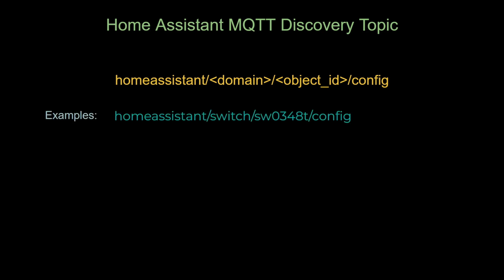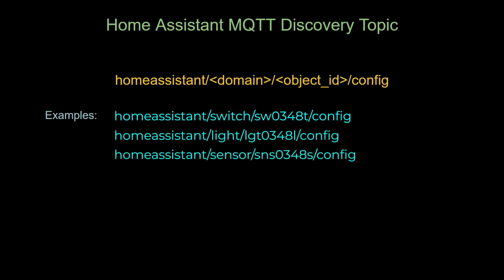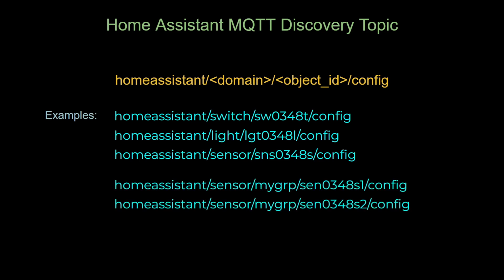Here are a few examples of creating a switch, a light, and a sensor. So again, it's homeassistant, the domain type, then a unique identifier or a unique object ID followed by config. That's all there is to it. Now, do note that you can add additional nodes in there if you want. Home Assistant isn't going to use those for anything, but if you need to add additional nodes like here, my group, you can add that between the domain type and the config. Notice that you still need a unique object ID.